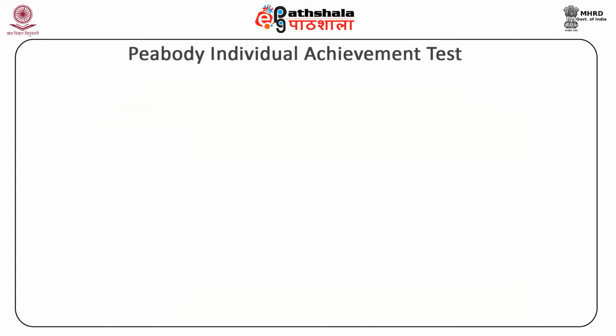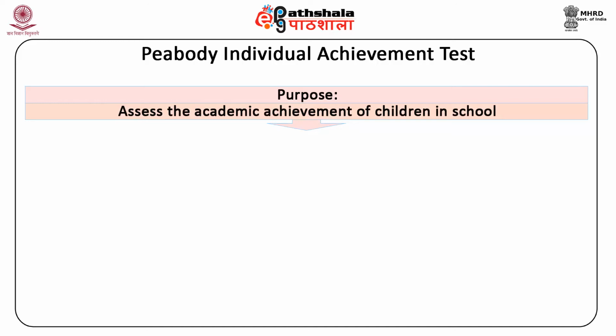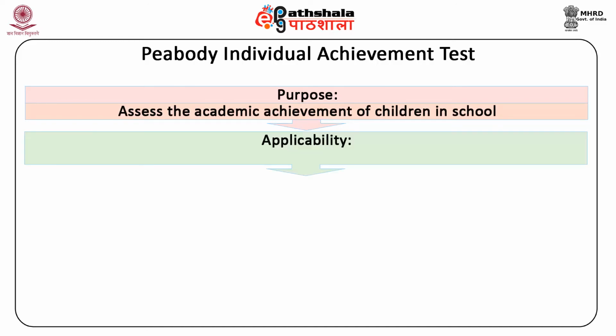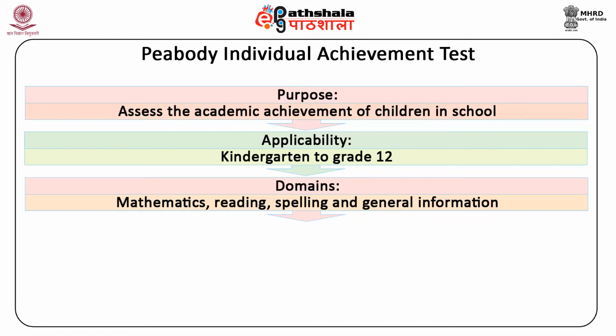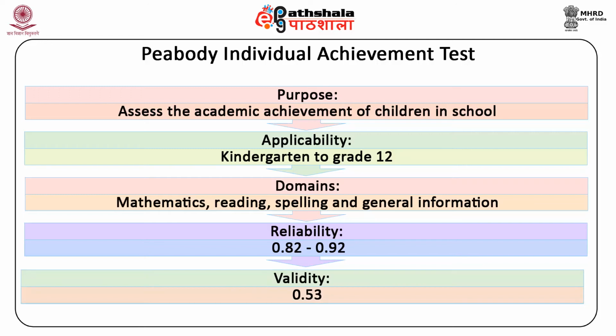Peabody Individual Achievement Test by Joseph L. French. The purpose is to assess the academic achievement of children in school. Applicability is from kindergarten to grade 12. It assesses mathematics, reading, spelling, and general information of the achievement. Reliability is 0.82 to 0.92 and validity is 0.53.